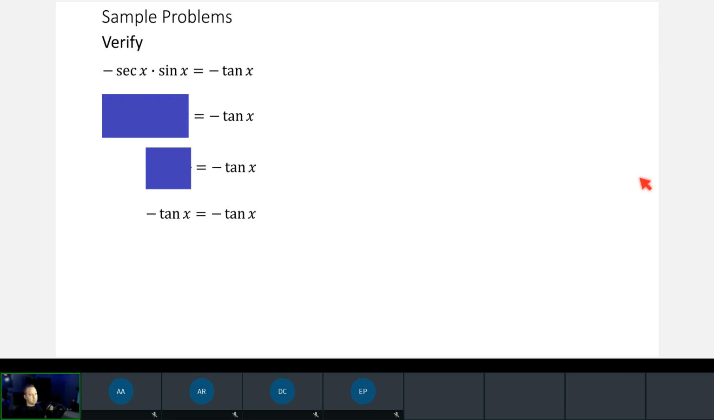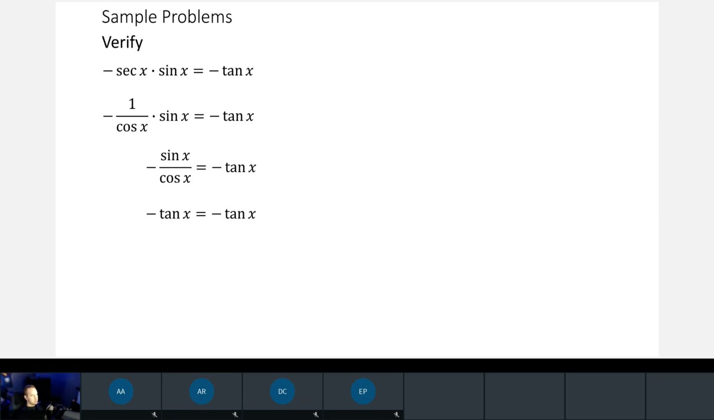First step, what do we do? Brackets. One over cosine. Yep. Let me rewrite it as negative sine of x over cosine of x, and then sine over cosine becomes tangent. So there you go. Pretty easy one.